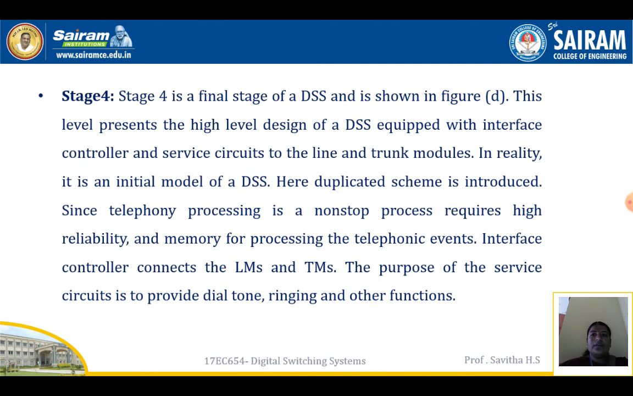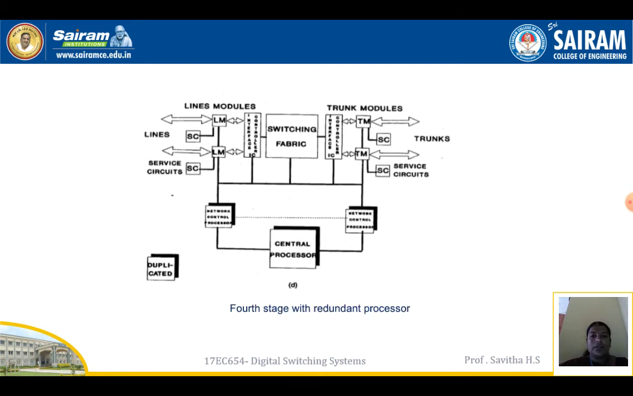Stage 4. Stage 4 is the final stage of a DSS, as shown in figure D. This level represents the high-level design of a DSS equipped with interface controller and the service circuits to the line and the trunk modules. In reality, it is an initial module of a DSS. Here, a duplicated scheme is introduced, since telephony processing is a non-stop process that requires high reliability and memory for processing the telephonic events. The interface controller connects the LMs and TMs. The purpose of service circuits is to provide dial tone, ringing, and other functions. This is the fourth stage of redundant processors.